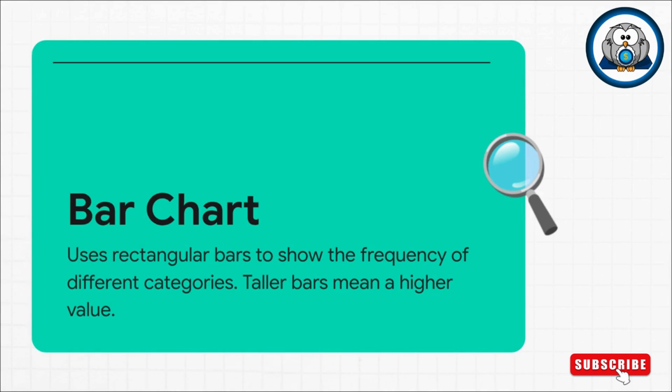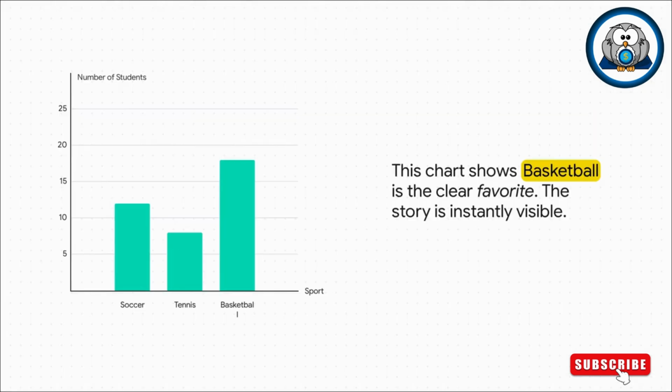And the rule couldn't be easier, right? The taller the bar, the higher the value. Done. And I mean, look how fast you get the story here. You glance at this and you don't even need to read the numbers. You can just see it. Basketball is the clear favorite. That's the magic of a good, simple chart. It gives you the answer instantly.